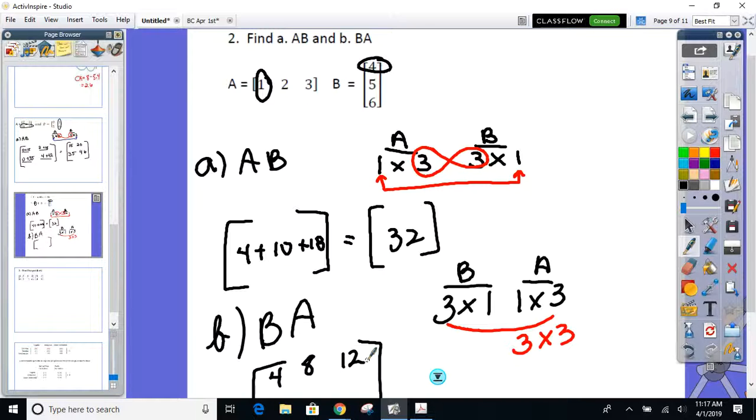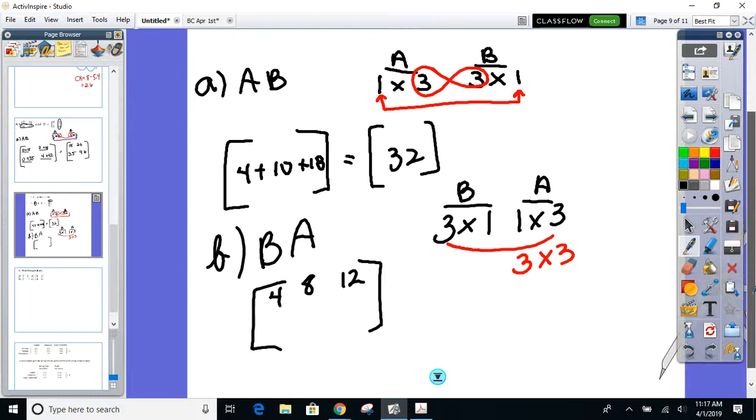Row 1, column 3. Now we all right here? What's up, Matt? You all right? Just taking a peek.